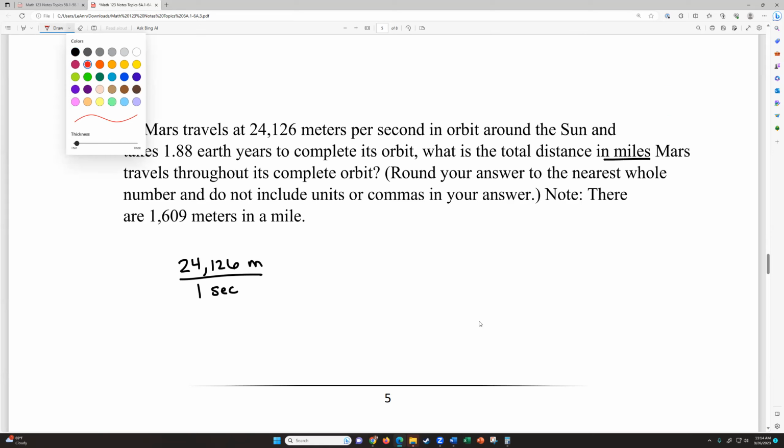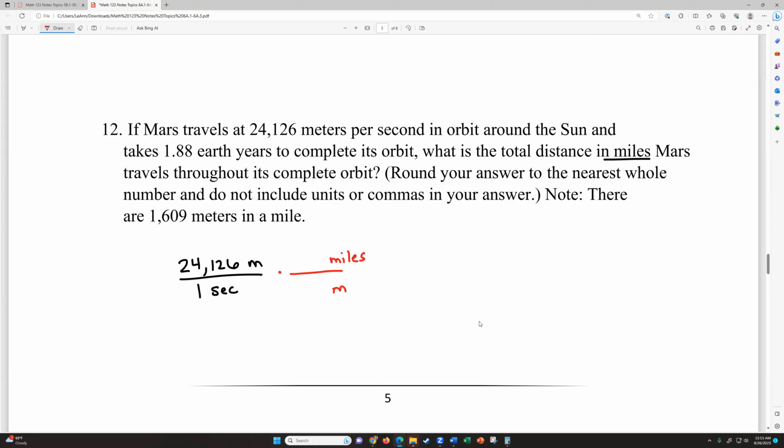So let's first convert our meters to miles. We want the meters to cancel and the miles to be part of our journey. So that's 1,609 meters is 1 mile. Okay, so now we're in miles, but that would be total miles per 1 second right now. So we want to know what is going to be the total distance in miles it travels throughout its complete orbit. So we're going to have to convert to Earth years and then use this fact that it takes 1.88 Earth years to complete its orbit.